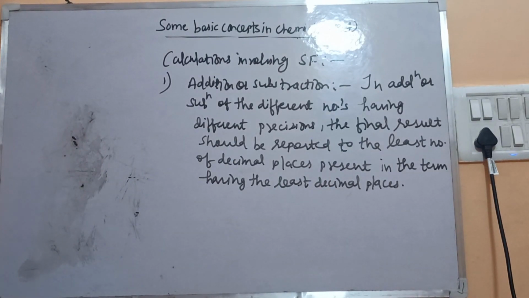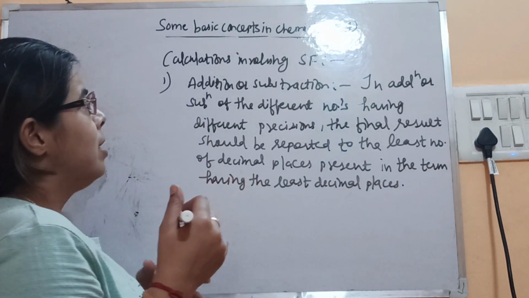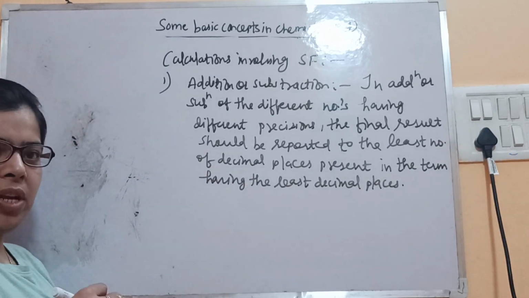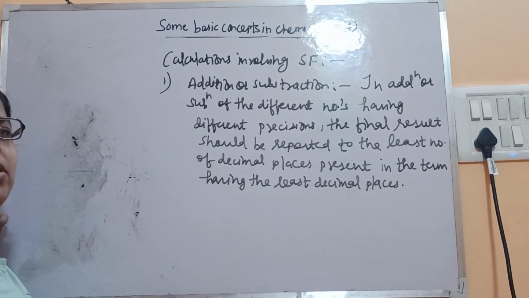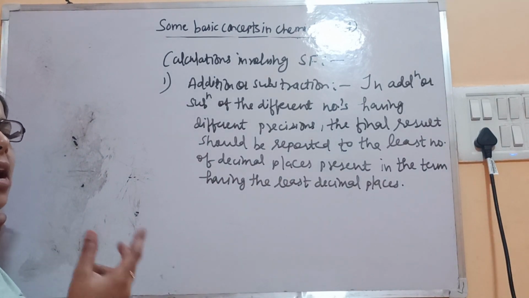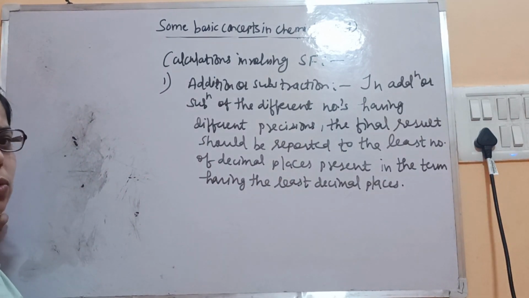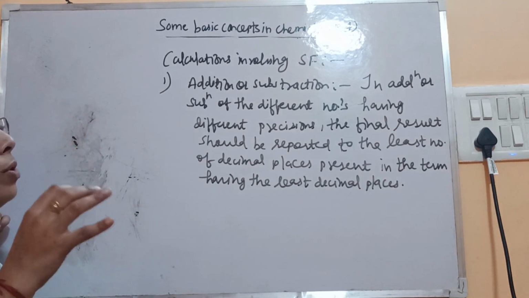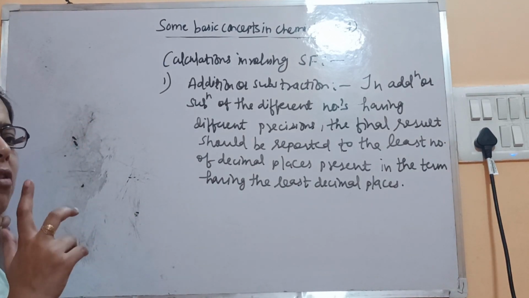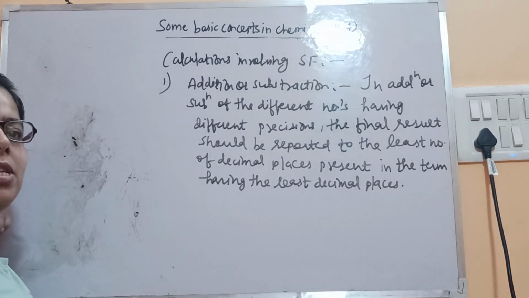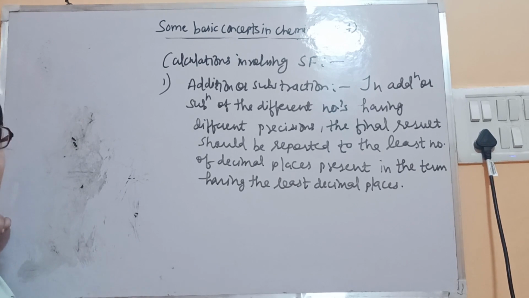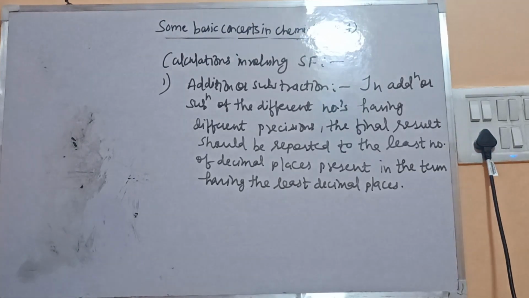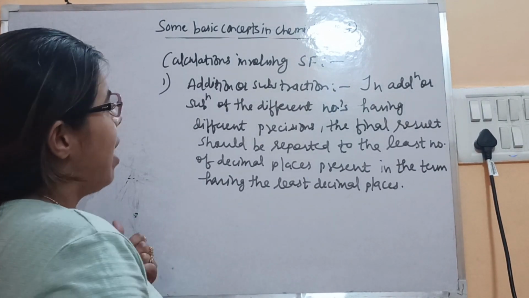Now what is important here? You have to keep in mind that we will be dealing with many calculations involving significant figures. We'll be subtracting, adding, multiplying, and dividing, so all these rules we have to keep in mind. Our final result should not be more precise or more accurate than the given precise digits. That's why we have to apply the rules.